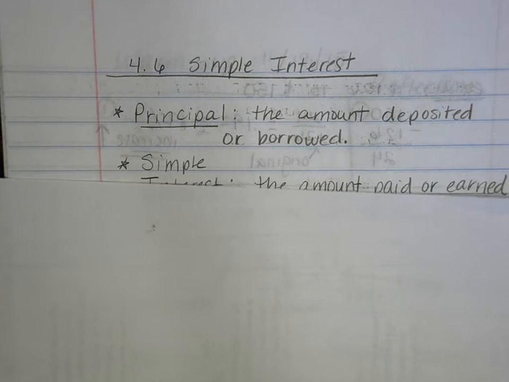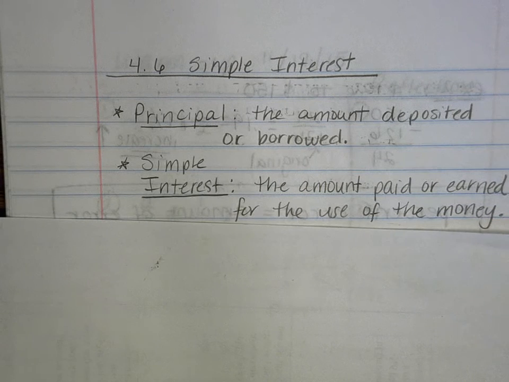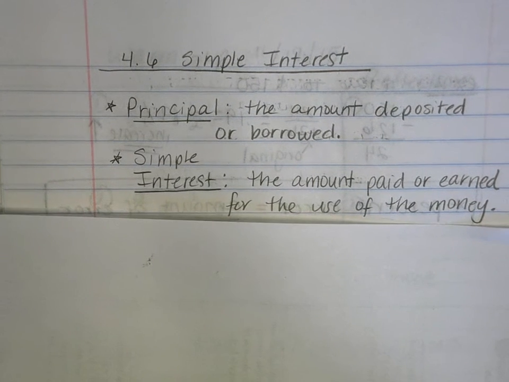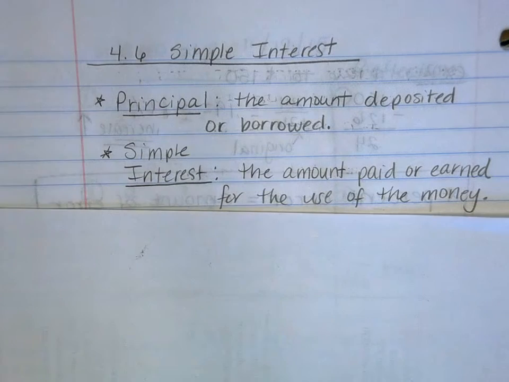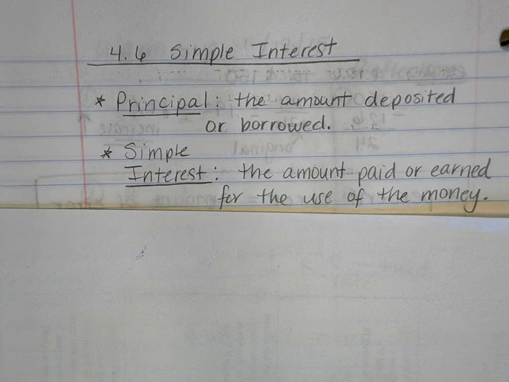And then the definition of simple interest is just the amount paid or earned for the use of the money. Okay, so paid would be on a loan or something, and earned is on the savings account. Any questions so far?